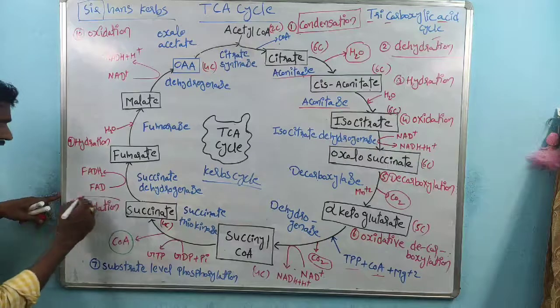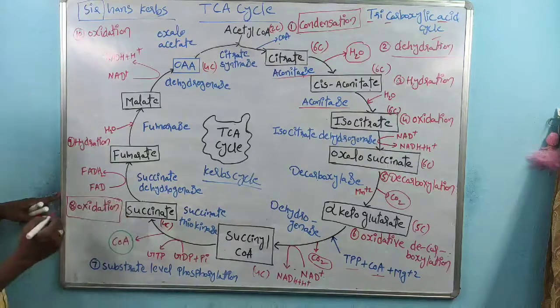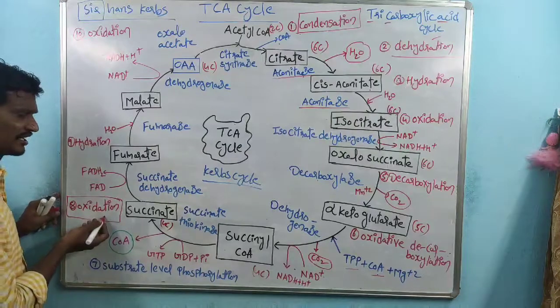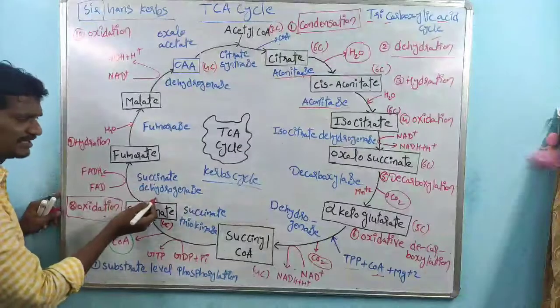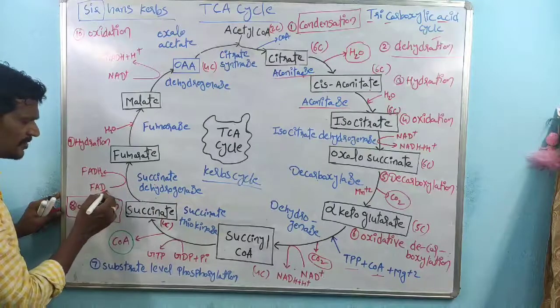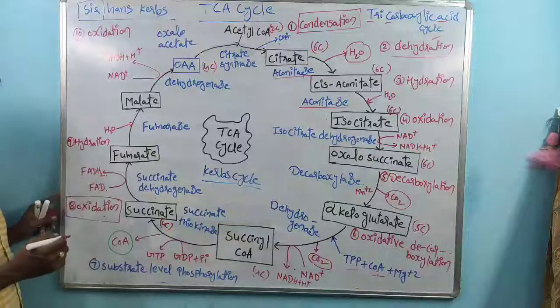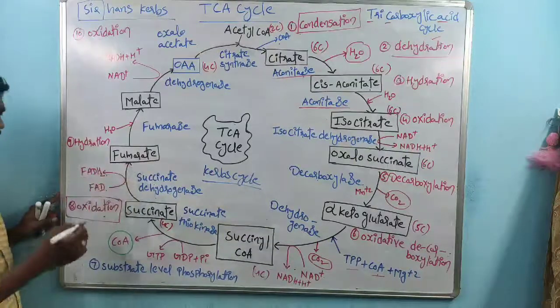The reaction is an oxidation reaction, the removal of hydrogen atoms. That is nothing but the oxidation reaction. The enzyme name is succinate dehydrogenase. So FAD is converted into FADH2, and here the fumarate production takes place. The succinate is converted into the fumarate.